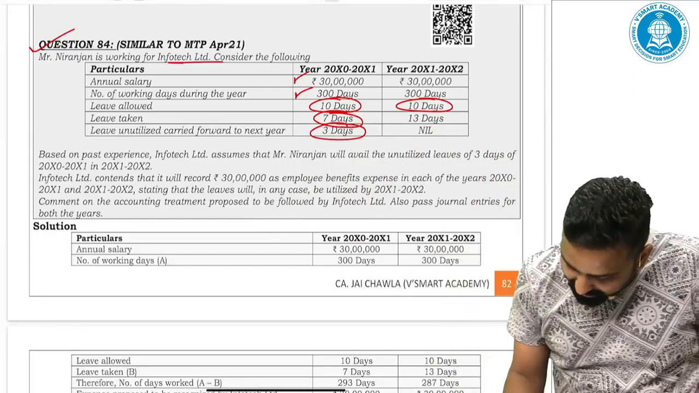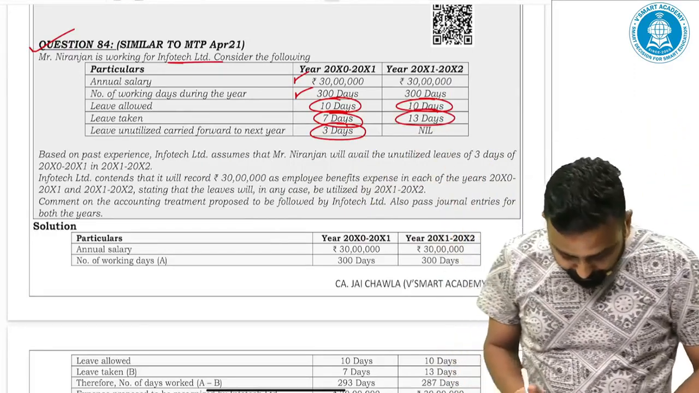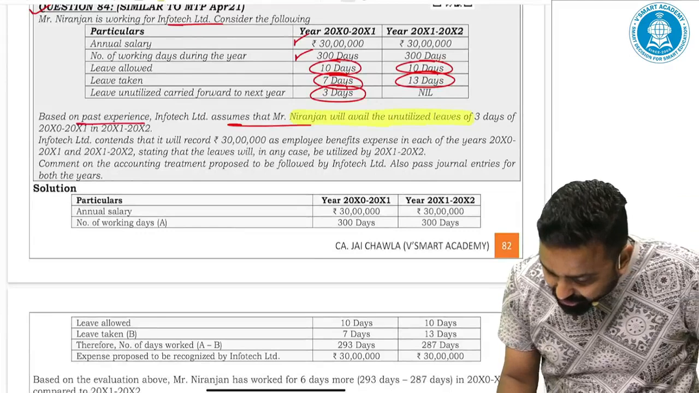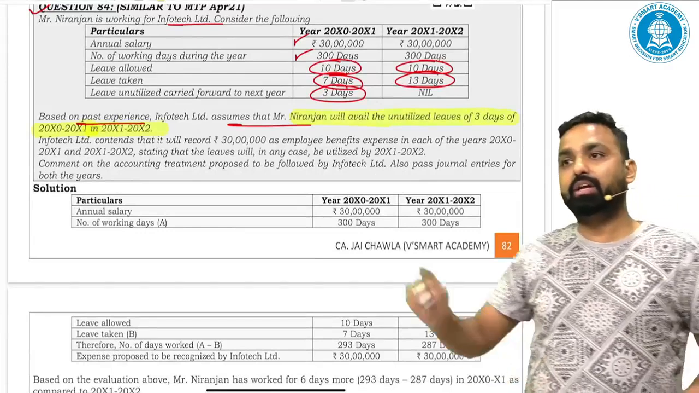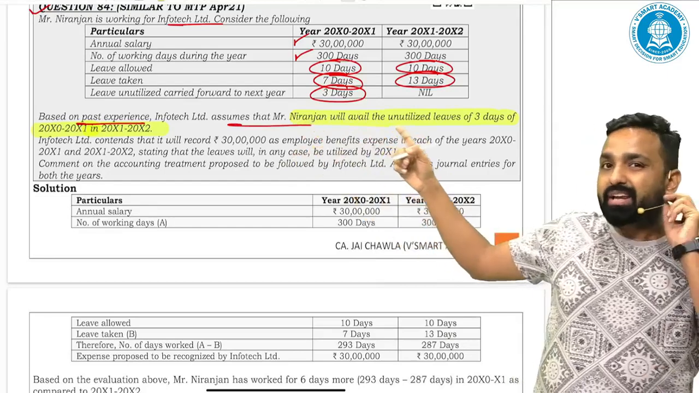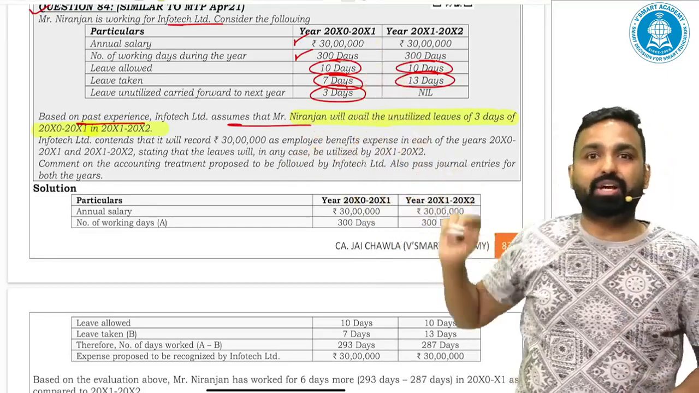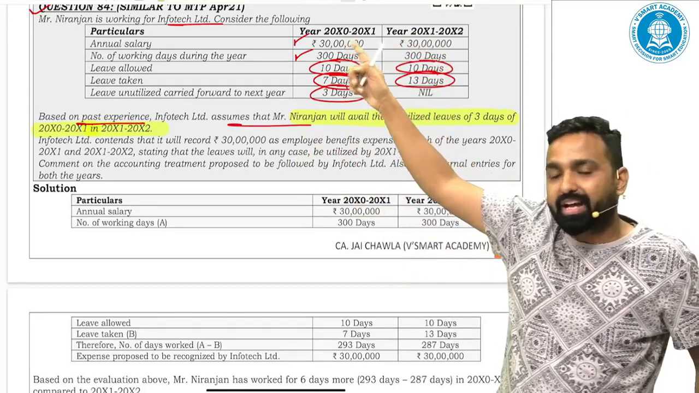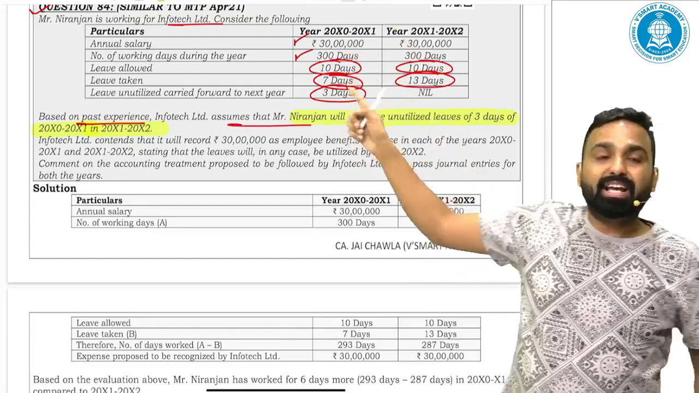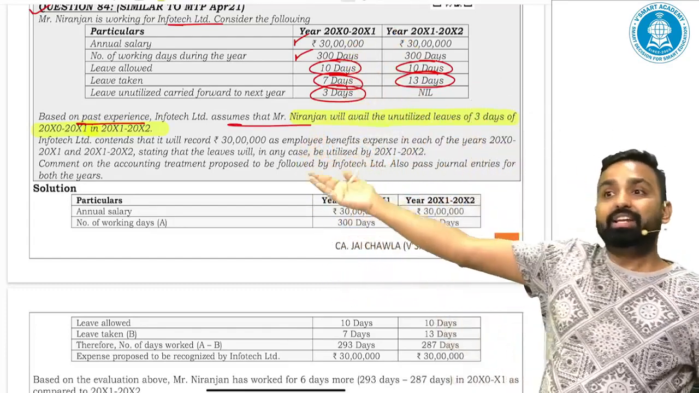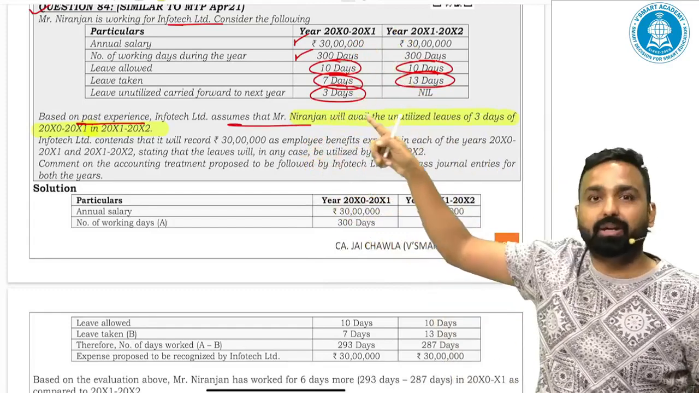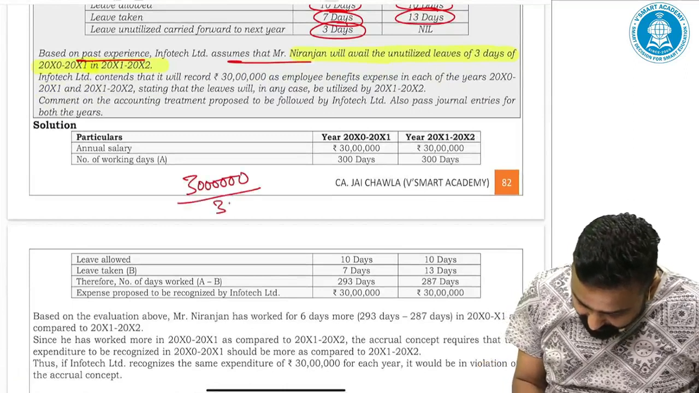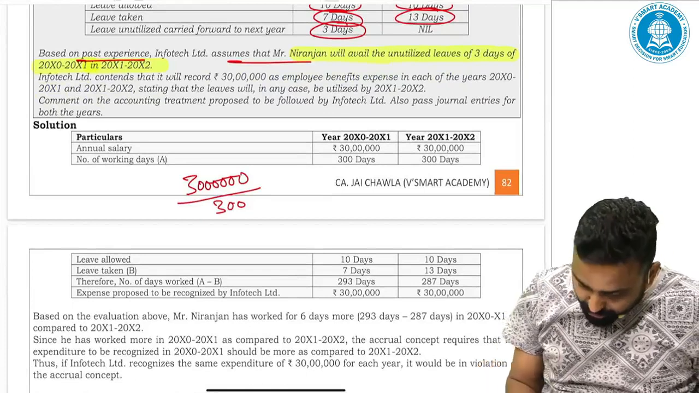In the next year, he has taken all 13 days of leave. Based on past experience, Infotech assumes that Niranjan will avail the unutilized leaves of 3 days: 10 in 11, 11 in 12. This is the important line. Based on this line, I will create the extra expense in the first year. So my first year's employee benefit expense is not only 30 lakh. It should be 30 lakh plus 3 days extra, because for 3 days Niranjan worked for me in this year. So I will recognize 30 lakh divided by 300 days average. That is 10,000.